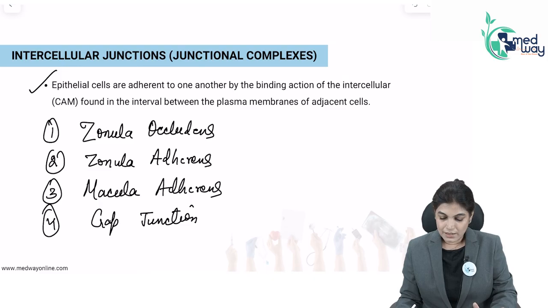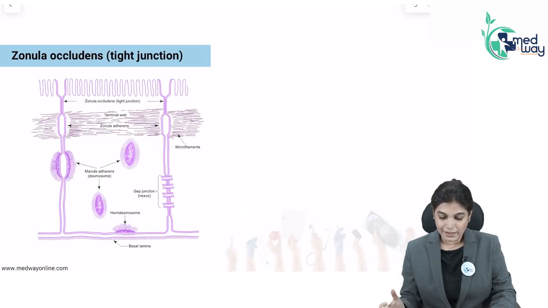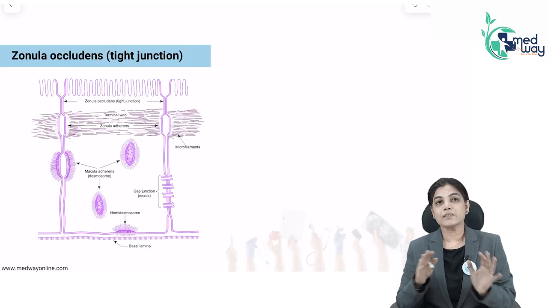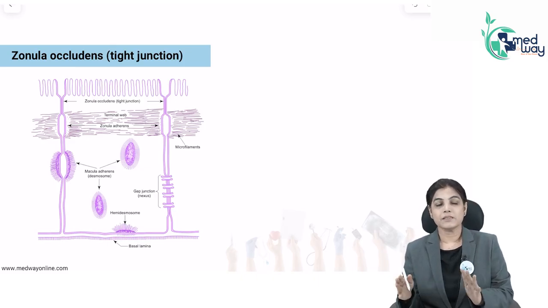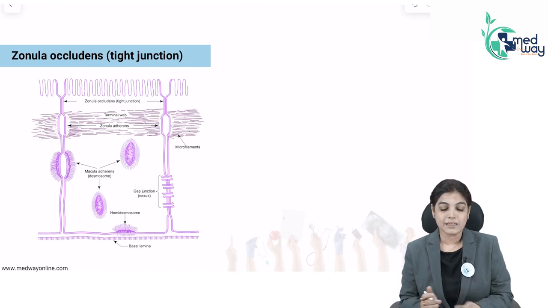Now, done with this, I will talk about each variety, starting with zonula occludens, that is the tight junction. If I am talking about occludens, it has no space or gap between the epithelial cells.